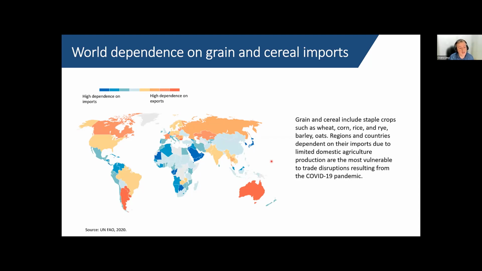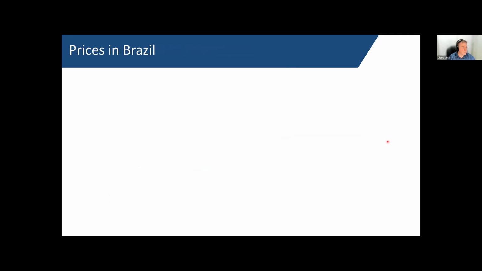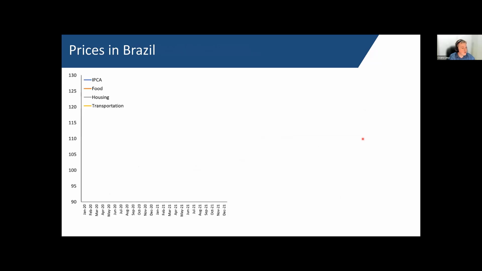So, if you have these high dependencies, you are more vulnerable to the trade disruptions that we had in the last 2 years. And when you look at the prices, we are living in a higher level of prices, especially for food and also for protein and sugar. And this is especially true in the last 2 years. And for Brazil, this is the same story, but we are experiencing a huge increase in prices.